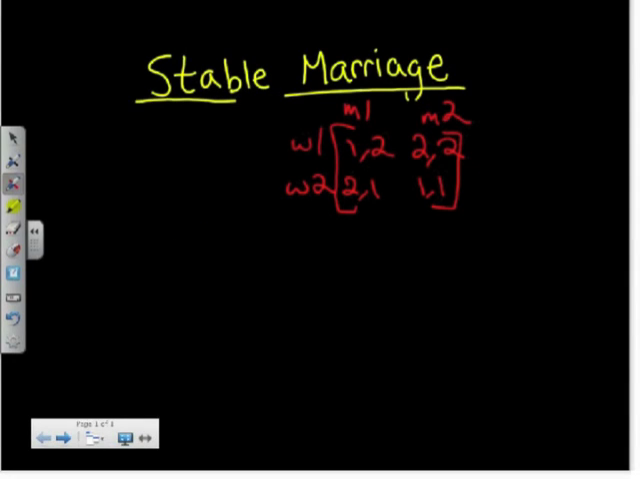So in a stable marriage, we have a group of N women and N men, and we're trying to match each woman up with a man based on the list of preferences that they give, and also the men will give preferences based on which women they want. And these preferences will be ranked from 1 to N.